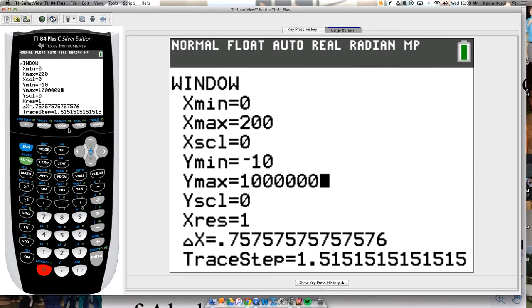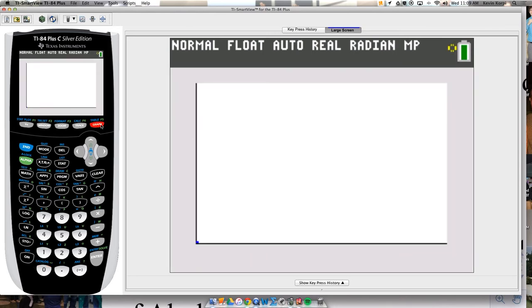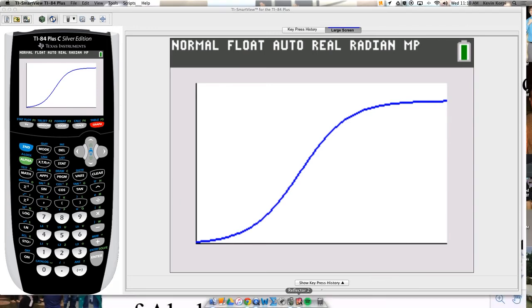And then, of course, we'll turn the y scale to 0. Now, if you hit graph, you should see something that possibly resembles an S-curve. If you don't, that's an indication that you've typed it incorrectly. So now you can answer questions with confidence. We haven't done any calculus yet.